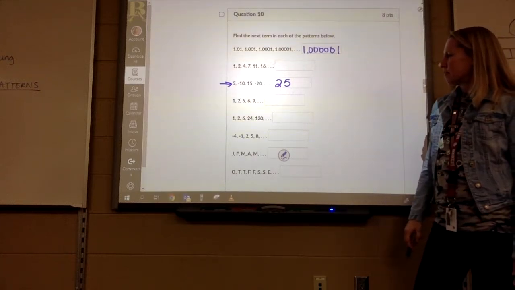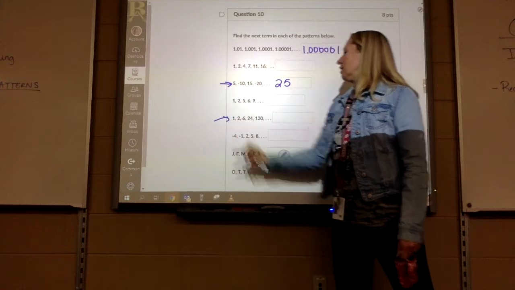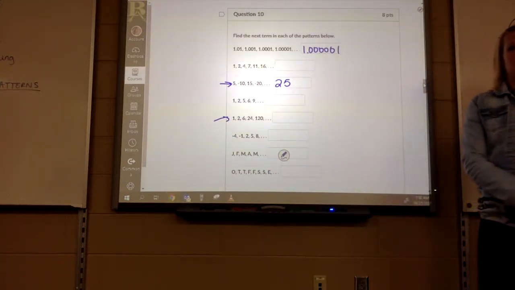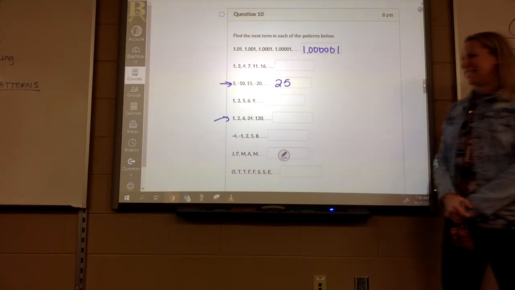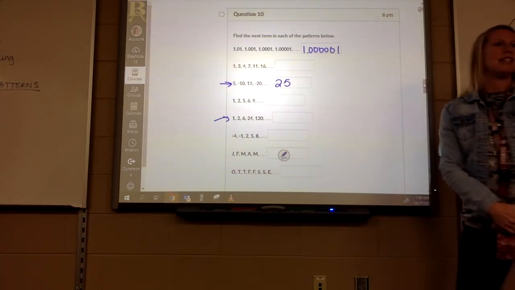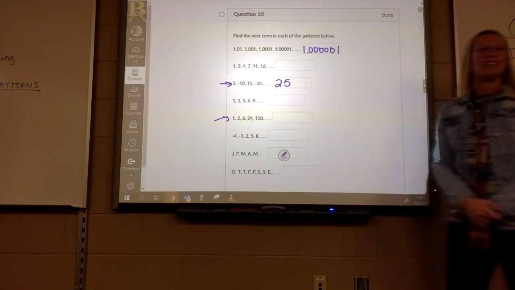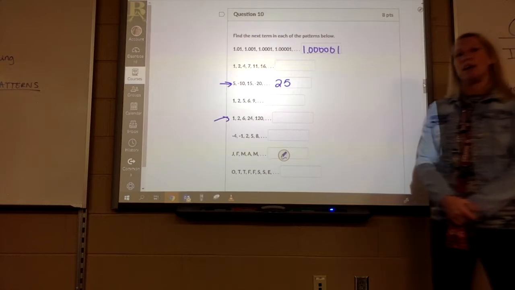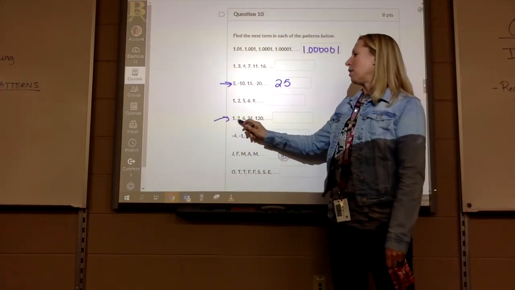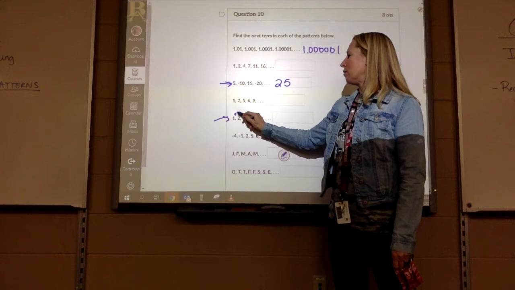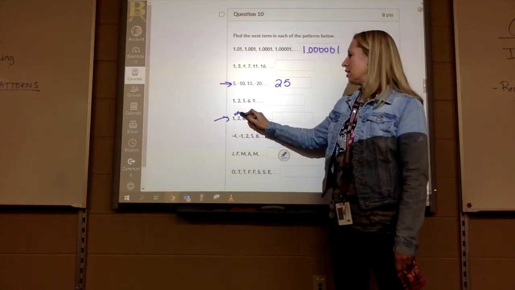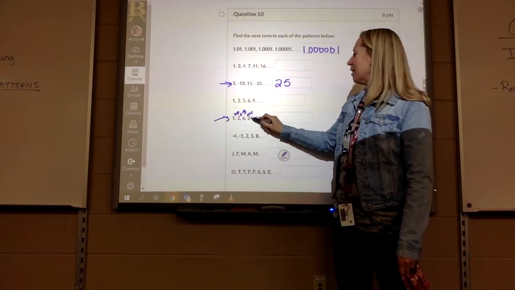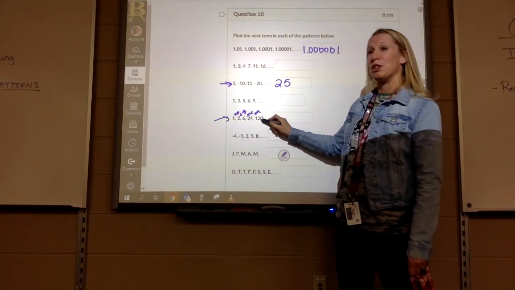Well, what about this one? That one's a hard one. I was going to say it was going up by multiplication. It is. It's going up by multiplication, but what are we multiplying by? What do you multiply by 1 to get 2? 2. What do you multiply by 2 to get 6? 3. What do you multiply by 6 to get 24? 4. Then multiply by 5. So what would you have to multiply by?